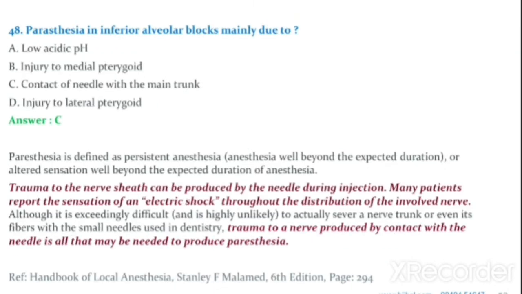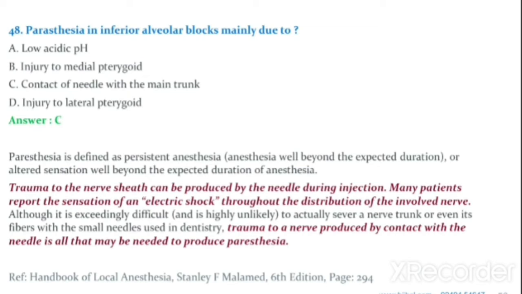Question number 48. Paresthesia in inferior alveolar nerve blocks is mainly due to: option A, lower acidic pH; option B, injury to medial pterygoid; option C, contact of needle with the main trunk; option D, injury to lateral pterygoid. Answer is option C, the contact of needle with the main trunk.